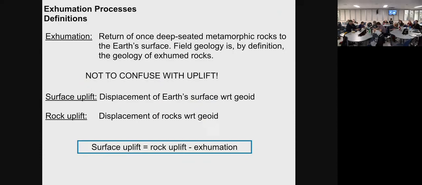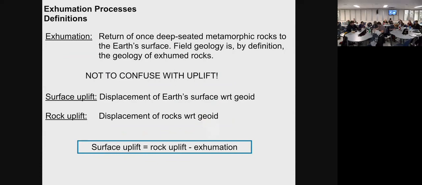Whenever you're talking about uplift, here we have to think about a reference frame. The reference frame in question is the geoid, the modeled surface of the Earth. If you're talking about surface uplift, it's the surface moving up with respect to that geoid baseline. If you're talking about rock uplift, it's the displacement of rocks with respect to that same reference plane. So, in essence, you can think about these three terms with this very simple equation, where surface uplift is essentially rock uplift from which you subtract the exhumation component.